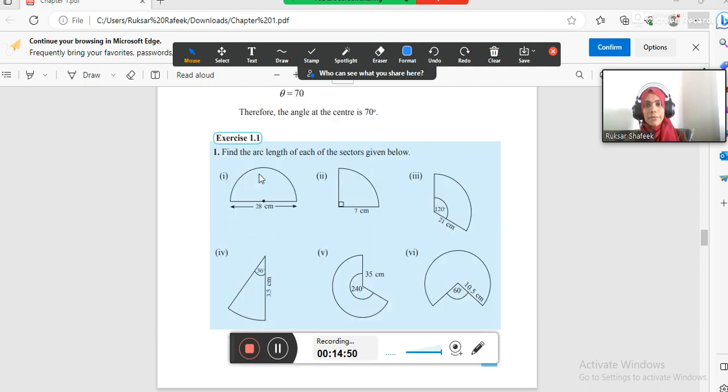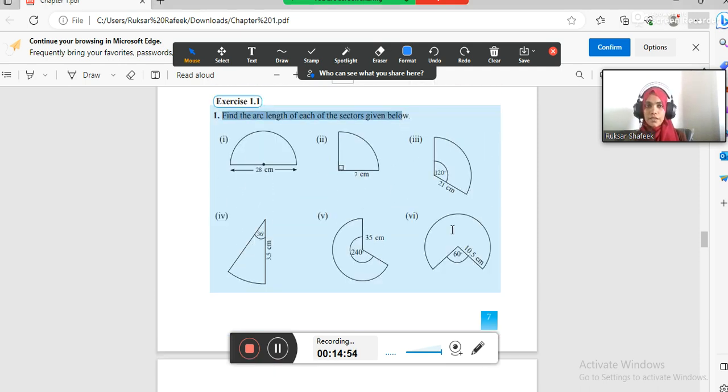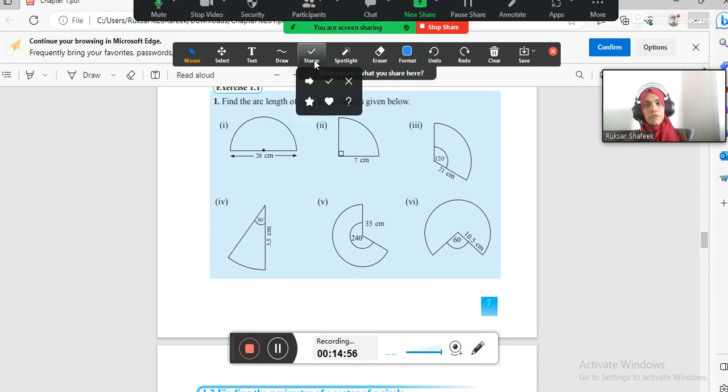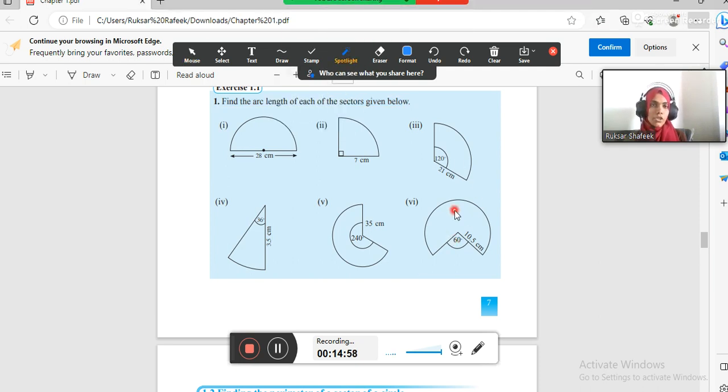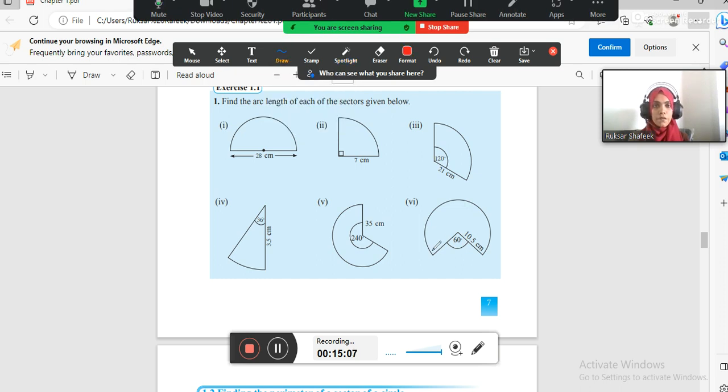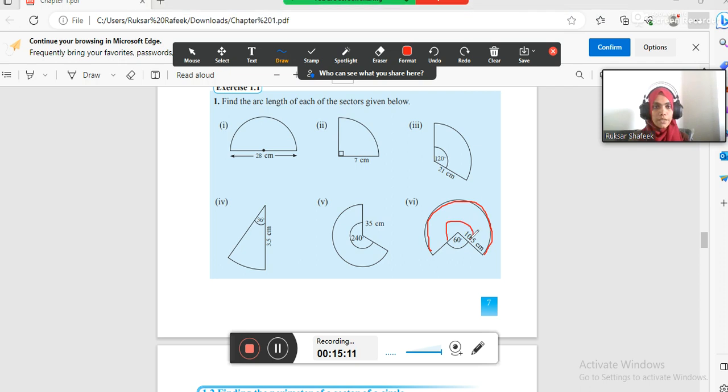So based on that, you have exercise 1.1 where they say find the arc length of the sectors given below. And just to give you an insight there, when it comes to questions like this, here they've given us 60, but remember this angle is outside the circle. So if you're finding the arc length, you need to find this part. So basically you need to find this angle, which is going to be 300, because the entire angle is 360. So 360 minus 60 is 300.